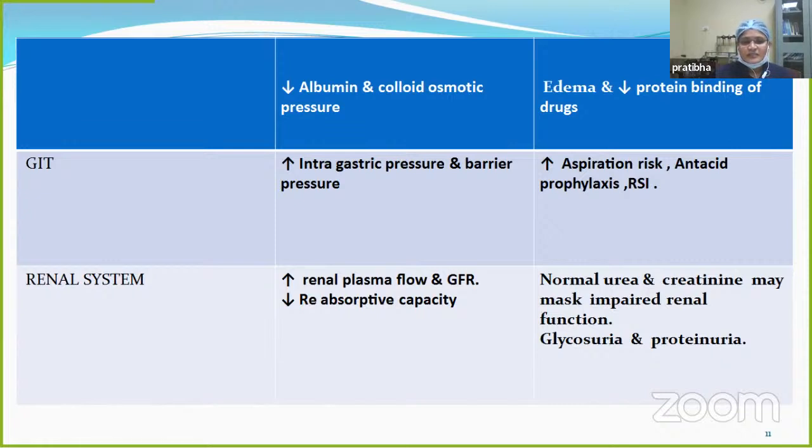In the renal system, there is an increase in renal plasma flow and glomerular filtration rate. Due to this, there will be normal urea and creatinine levels, and any deranged renal function tests in this condition should be evaluated. Decreased reabsorptive capacity leads to glycosuria and proteinuria.